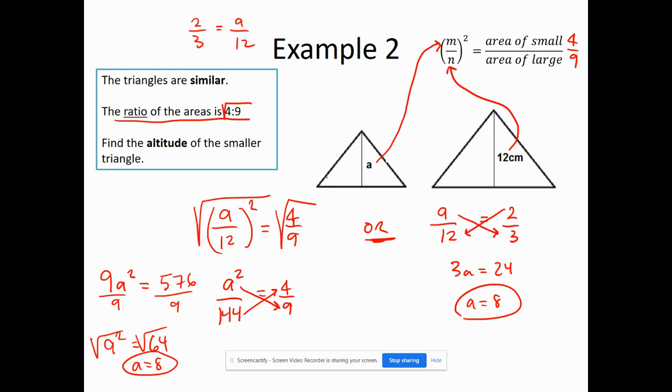So that's it for this section. Again, this formula, I will give this to you in a little formula sheet. So you just have to know that M and N can stand for any corresponding sides, altitudes, radii, heights, anything. I'm not going to tell you what M and N stand for. You'll have to know that part and how to use this.